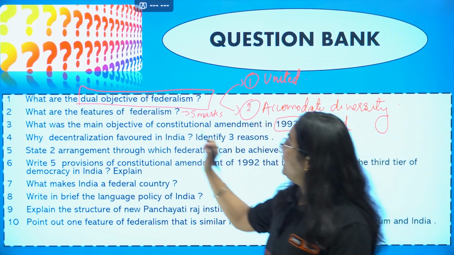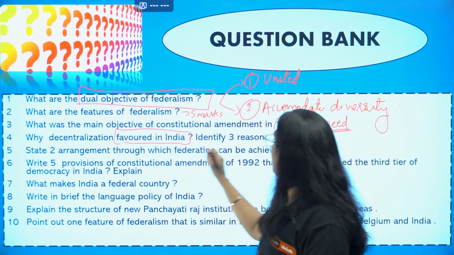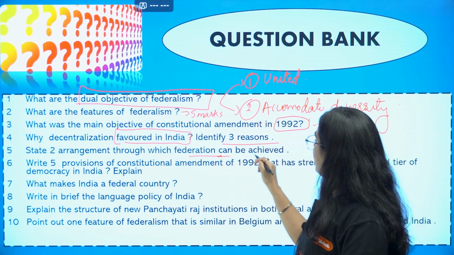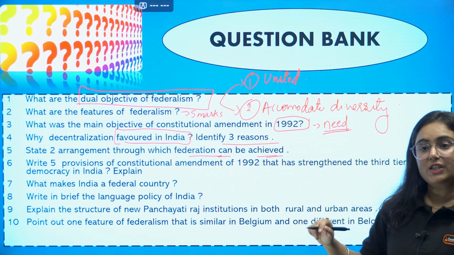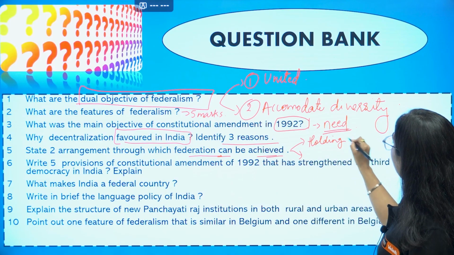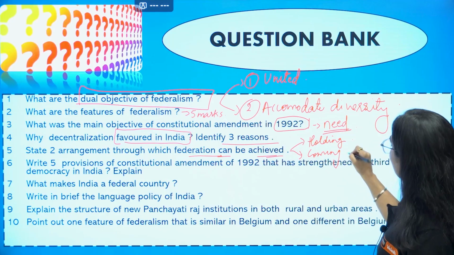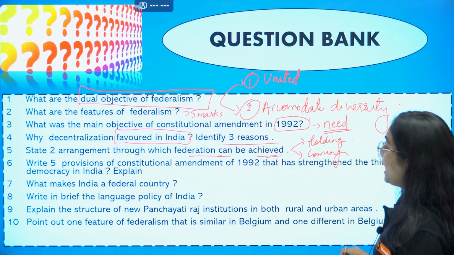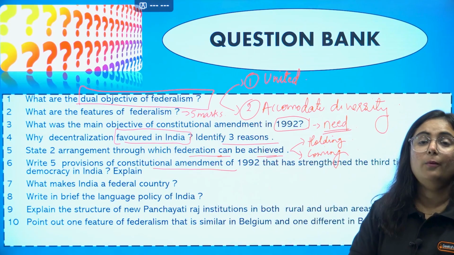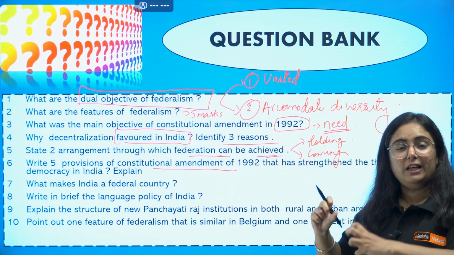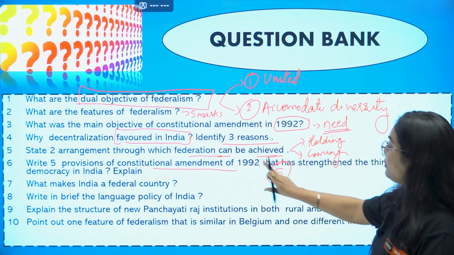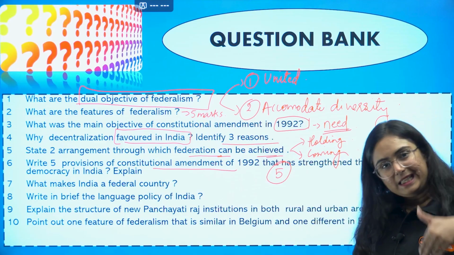Why is decentralization favored in India? Identify 3 reasons. Very good question. Name 2 arrangements through which a federation can be achieved. We know the 2 routes are holding together federalism or coming together federalism. 5 provisions of the constitutional amendment. We have done this just now. I told you that this is a very, very important slide. It will definitely come in CBSE. So these are the 5 provisions that were accepted after the amendment of 1992 in decentralization.